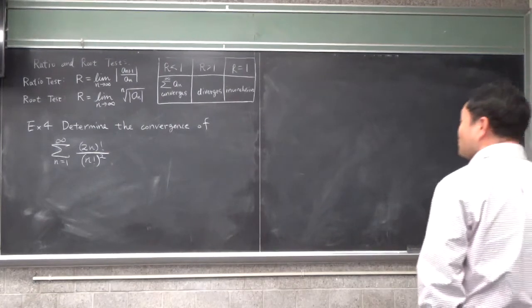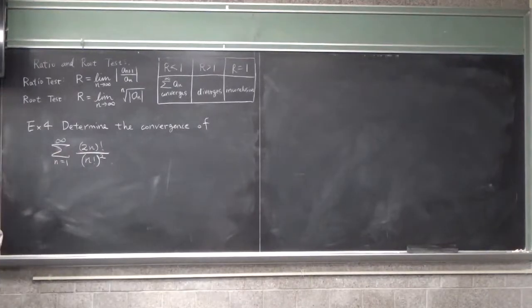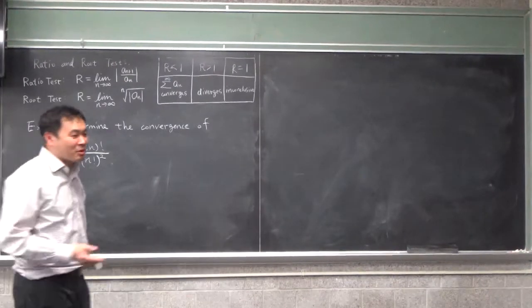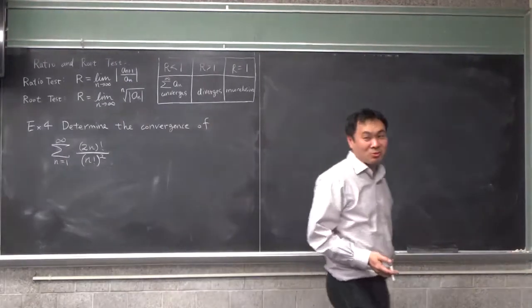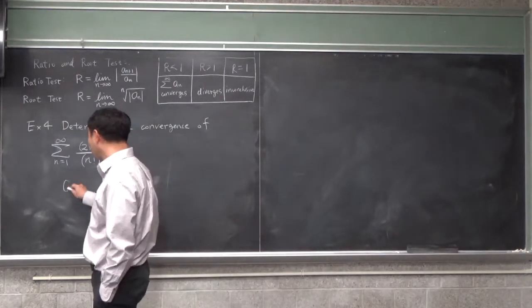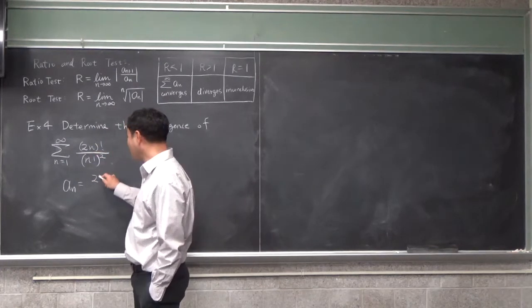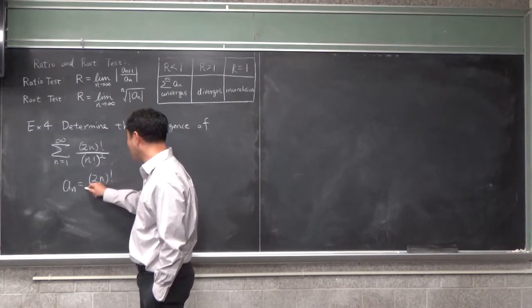Determine the convergence of 2n factorial over n factorial squared. Seeing factorial everywhere screams that we should be using ratio tests, right? So let's write down a_n. What's our a_n? What's being added up? 2n factorial over n factorial squared.